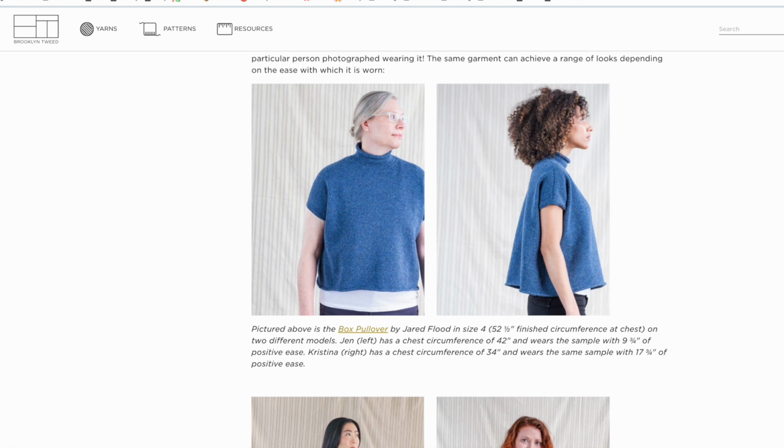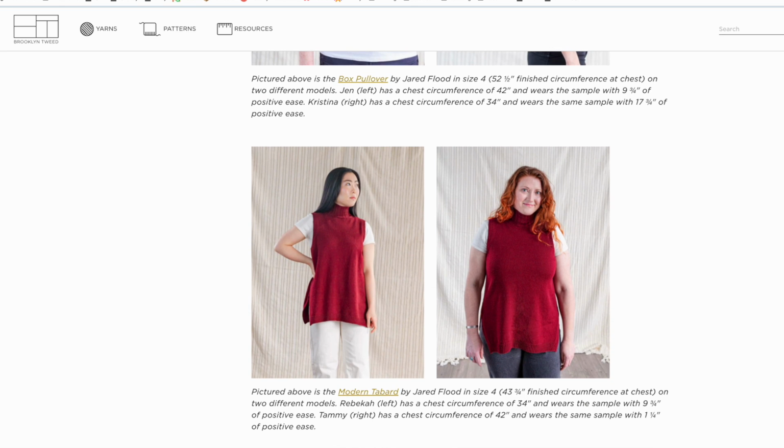Here's another example, this red tunic, which has a circumference of 43.75 inches. The first model, she has a 34-inch bust, and the second one has a 42-inch bust. Same sweater, 2 different bodies. Okay, so that's the first point. You can choose the amount of ease that you want for your sweater. The pattern can recommend it to you, but that doesn't mean you have to follow that amount of ease.